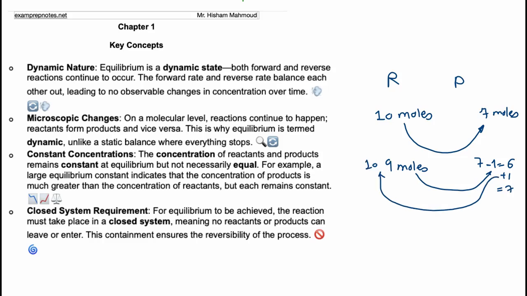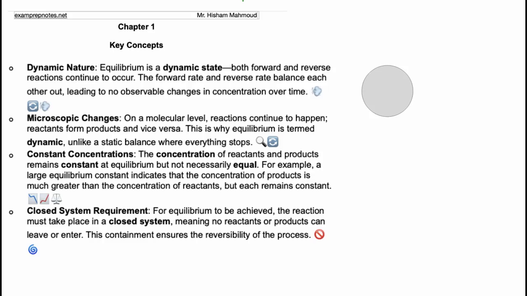So it stays as 10 and 7 at the end due to the changes that are continuously happening. So the concentration remains constant and not necessarily equal. The system has to be closed.